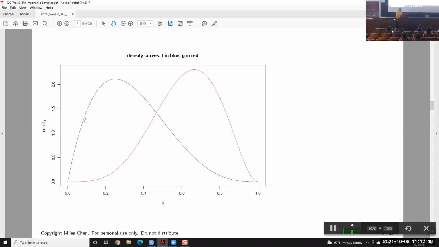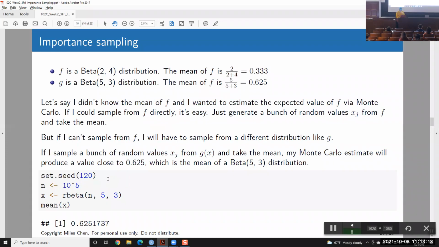Over here, how often does the blue produce a value of 0.2? Blue produces 0.2 very frequently. So we want lots of these. Our sample does not produce values near 0.2 very often. So anytime we see a value near 0.2, we need to magnify its importance. And that's what this importance weight is doing.